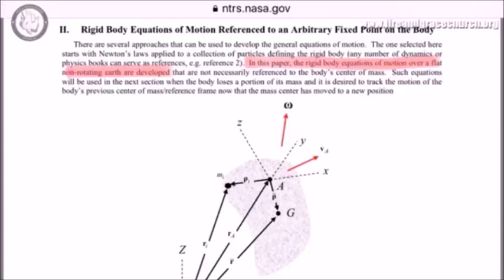So in this paper, the rigid body equations of motion over a flat, non-rotating Earth are developed. Why? So you're telling me that the physics of a non-rotating flat Earth are the proper physics in a NASA document. These are NASA documents. These are government documents. Does everybody see that?